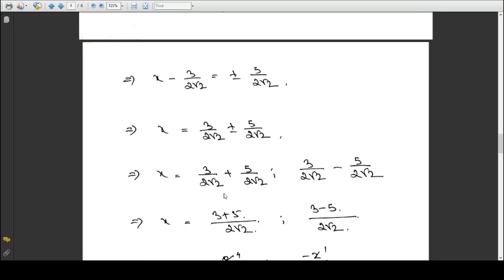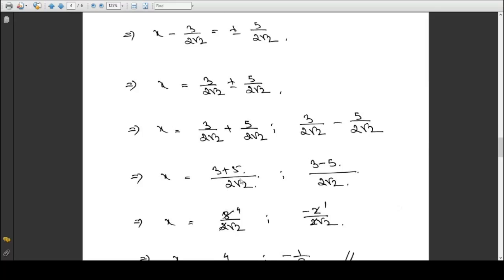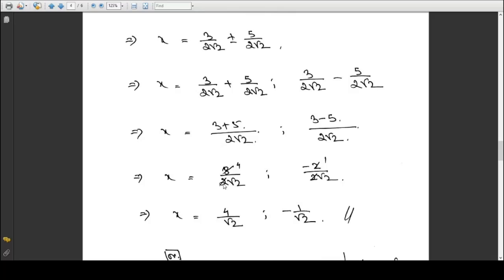Then here x will be, the LCM will be the same, 2 root 2. When you're dividing by the same value, 2 root 2 by 2 root 2, you will get 1. 1 multiply 3 is 3, and here also you will get 5. Same thing on the other side, since the LCM is the same, you have 3 minus 5. Now 3 plus 5 is 8 by 2 root 2, and here 3 minus 5 is minus 2 by 2 root 2. Cancelling 8 and 2, 2 4s are 8, 2 1s are 2, that means you get 4 by root 2, and here cancelling this 2, you will get minus 1 by root 2.